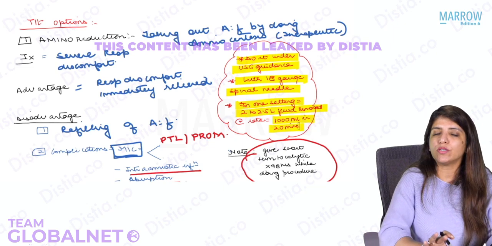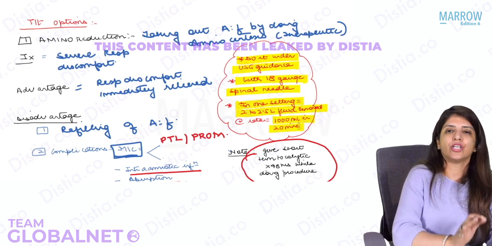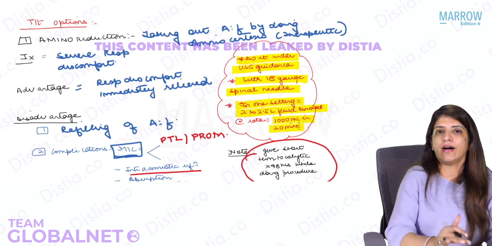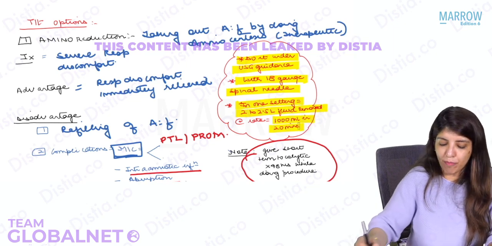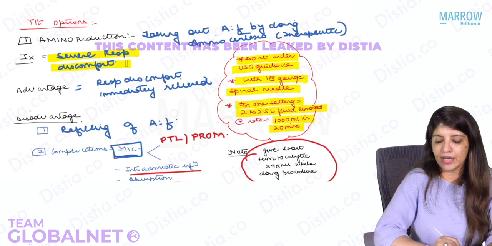And while I'm doing this procedure, I'm going to give a short-term tocolytic to the patient. What tocolytic has to be given? Next, I'm going to tell you what tocolytic has to be given. So this was if your patient came to you with severe polyhydramnios.